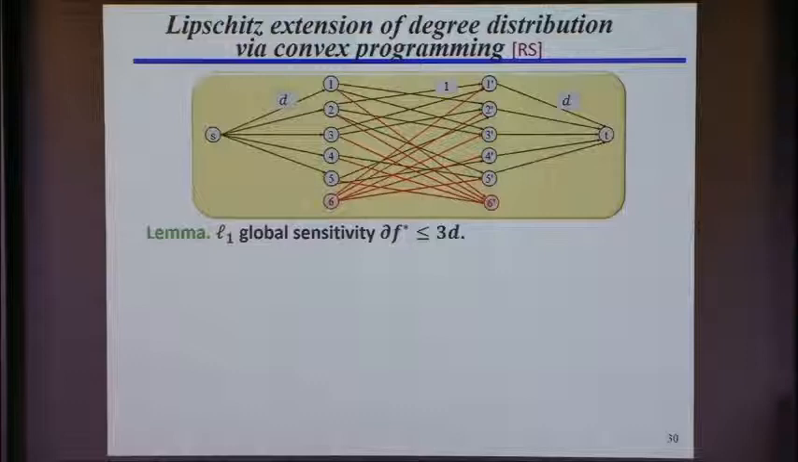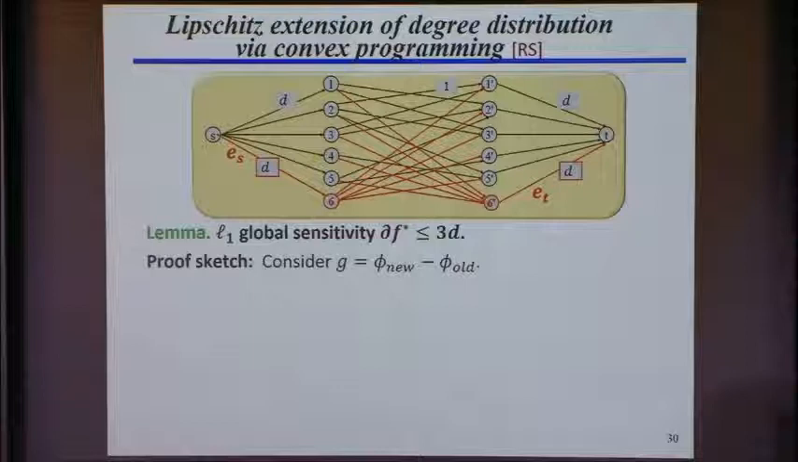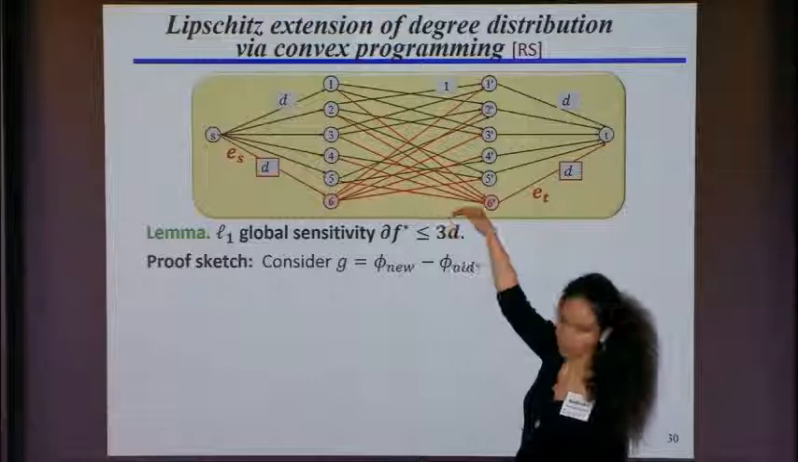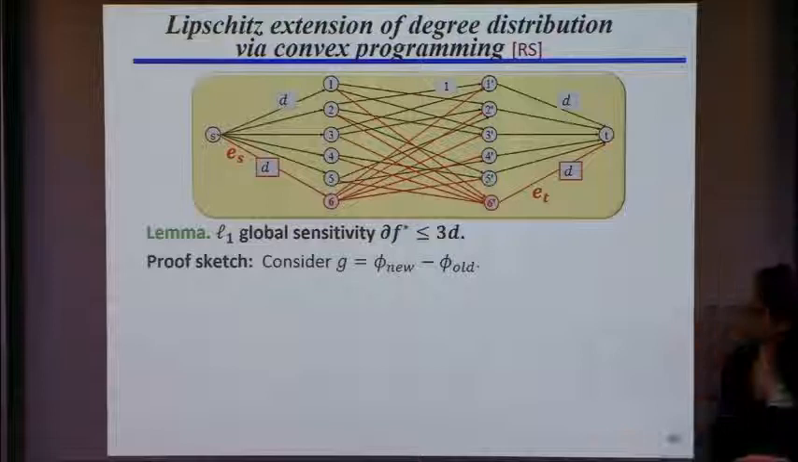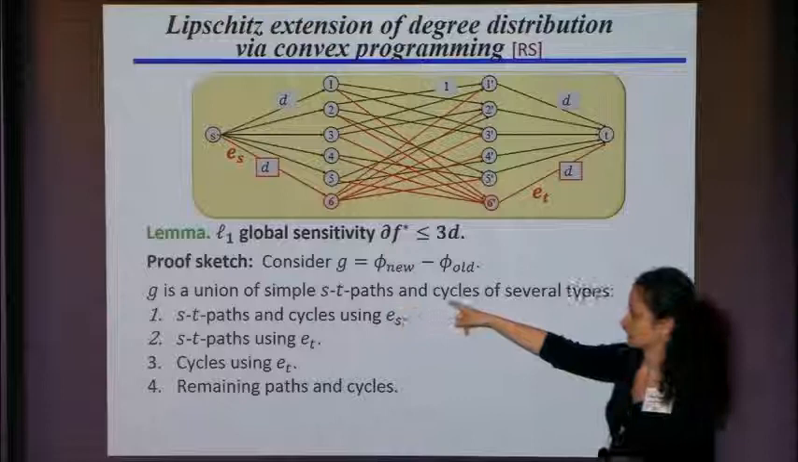So we add a node and we add the corresponding edges in the flow graph as before. Let me call this new edge here E sub S and this new edge here E sub T. Now let's consider the new flow, the flow in this new graph, minus the old flow. Let G be the resulting flow function. G is a union of simple ST paths and cycles, and there are several types that you have to consider.